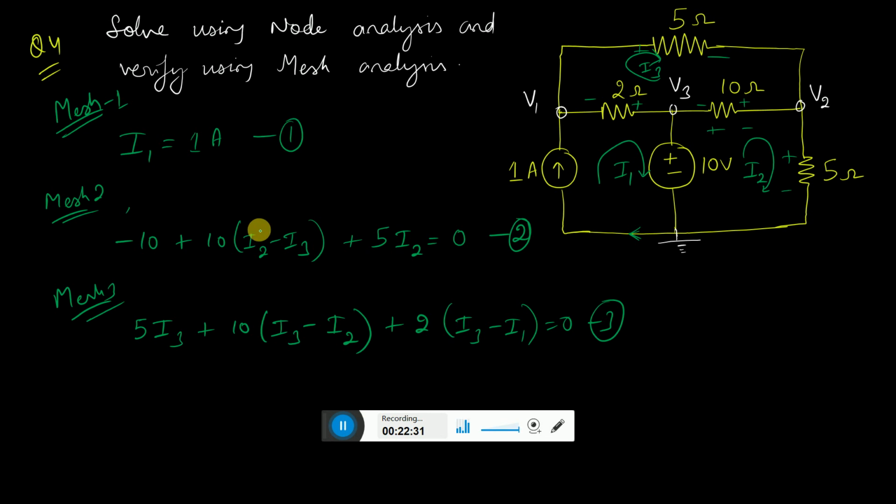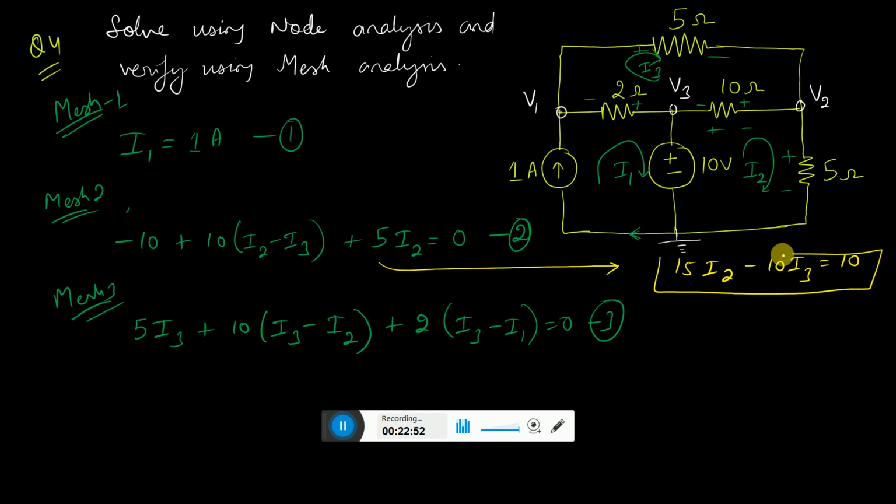So once you have got the value of I1 done here, from this equation you can get back to the easier equations. If we just solve this equation, from 2 what we can get is 15 I2 minus 10 I3 is equal to 10. So this is what we get from mesh 2. Can we just see mesh 2 again? This is mesh 2. I'm getting a trick over here.